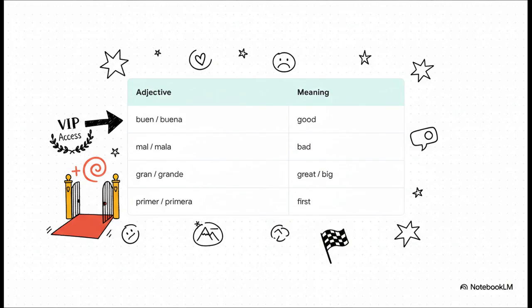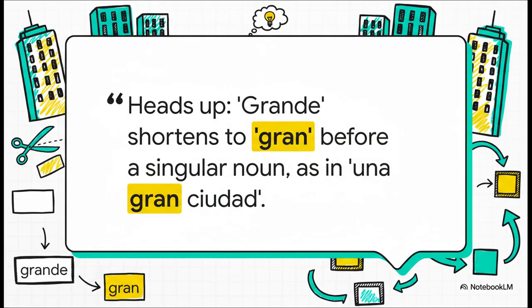These are going to be the most common exceptions you see out in the wild. And hey, here's a little pro tip for one of our rule breakers. The word for big or great actually gets a little haircut. It shortens when you put it before a singular noun. It's a tiny detail for sure, but man, it's one of those things that will make you sound so much more natural when you speak.